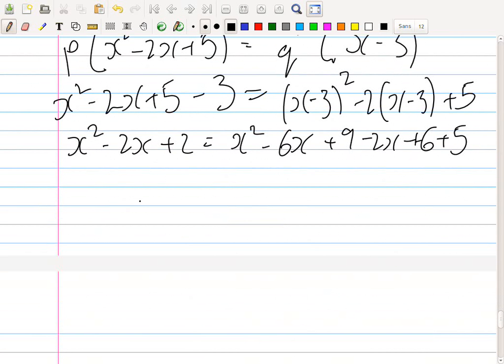Nicely, actually, it doesn't turn out to be a quadratic because it looks like the x squareds cancel. So I get minus 6x minus 2x is minus 8x plus 2x is minus 6x. So I get 9 plus 6 is 15 plus 5 is 20 minus 2 is 18. So I get x equals 3.